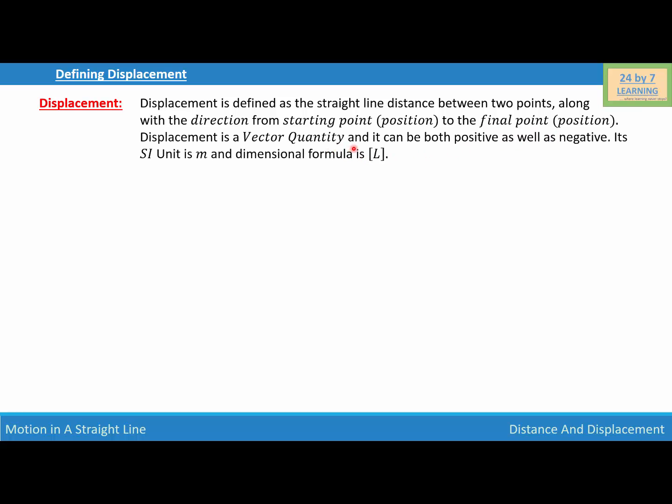Displacement is a vector quantity. It has both positive and negative values. So basically, since displacement is a vector quantity, it can be both positive and negative. Its SI unit is meter and its dimensional formula is L.